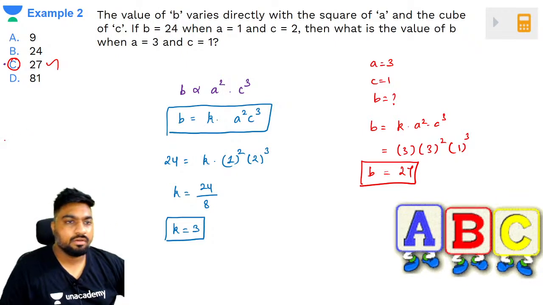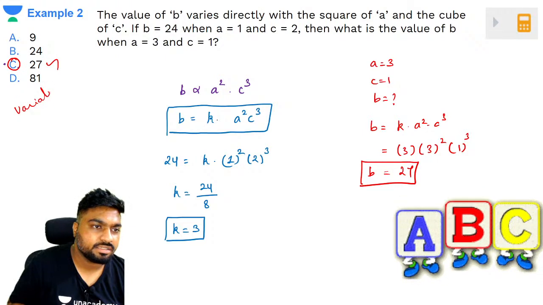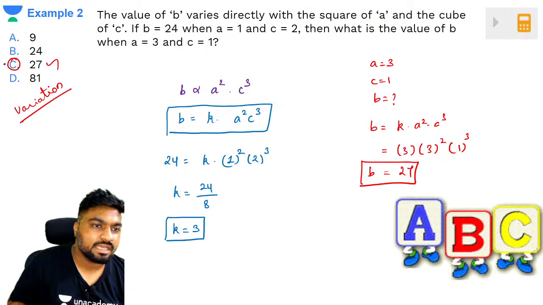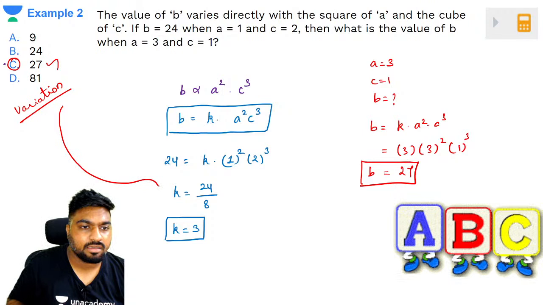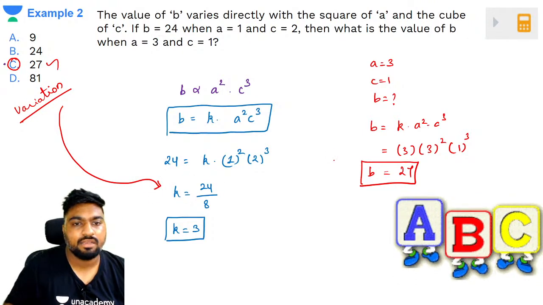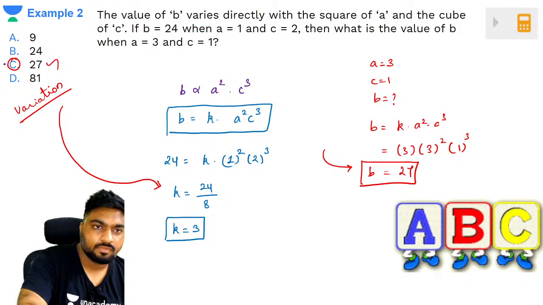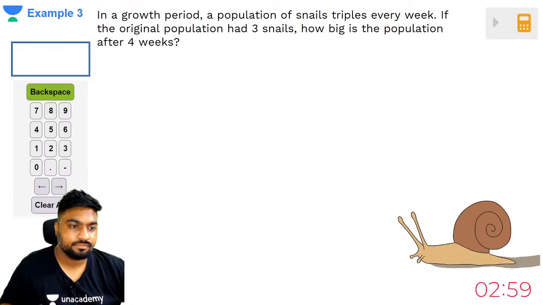So most questions from variation will be of this type, where they ask you to find the constant. You find the constant, you use this value to find another unknown. Done? Okay, try this now.